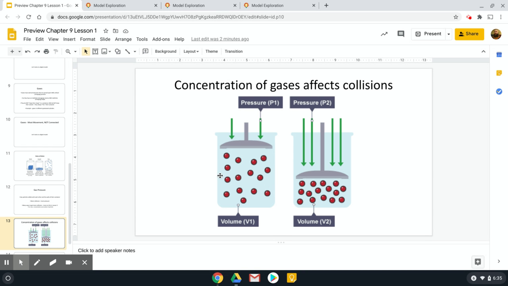Here, if you count the reds here and you count the reds here, there's the same amount of atoms, but because this lid has been pushed down, they have much less room to spread out. And so they will hit each other more and they will hit the sides of their container more. That's going to give us more collisions, which will increase pressure. So this is low pressure because there is a low amount of collisions, and this is high pressure because there will be more collisions.